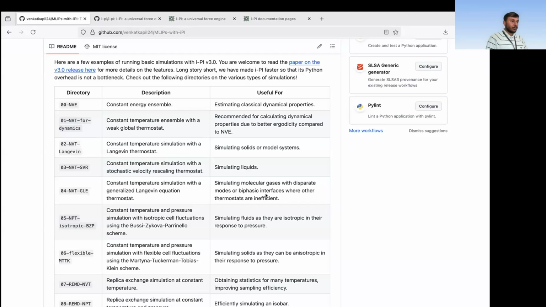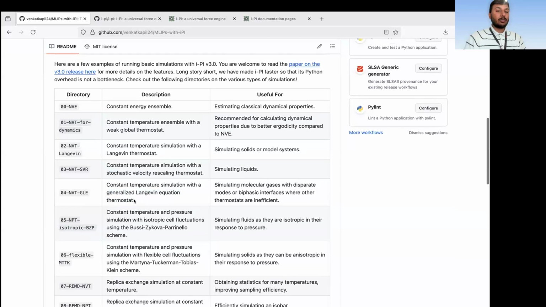And again, if you have no idea what to use, you're just looking for the best possible sampling, there are some generalized Langevin equation thermostats here that you can use. And again, this highlights some of the advantages of using IPy for your sampling, where we empower the user. So if you really want to do more advanced MD and you really know what you're doing, you can actually set up rather complex simulations.